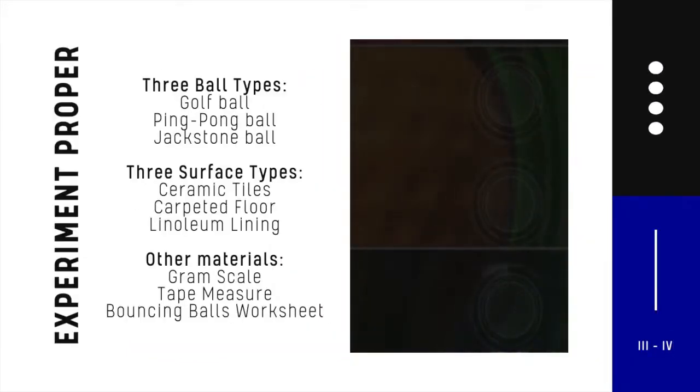Before we proceed to the experiment proper, here are the materials needed. Three ball types, with examples lined up below. Three surface types. Again, examples of such are given below. Other materials needed are a gram scale, tape measure or meter stick, and the bouncing balls worksheet to be flashed on the next page. As the worksheet is seen on the screen, press the pause button and take screenshots of the table.